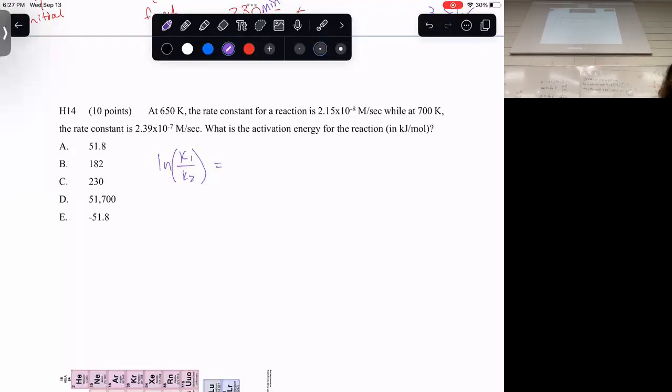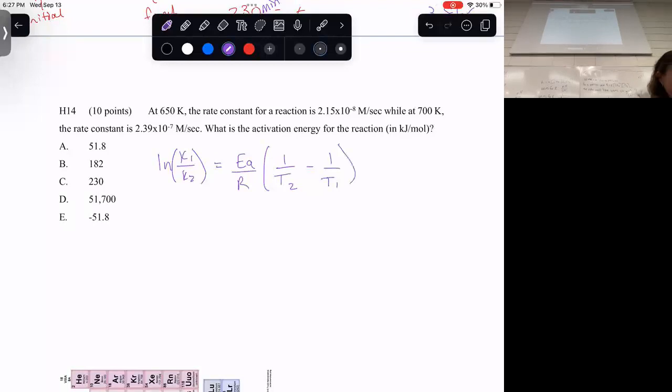Equal to the activation energy over constant R. Yeah, activation energy over R, open parentheses of 1 over T1 minus 1 over T2.